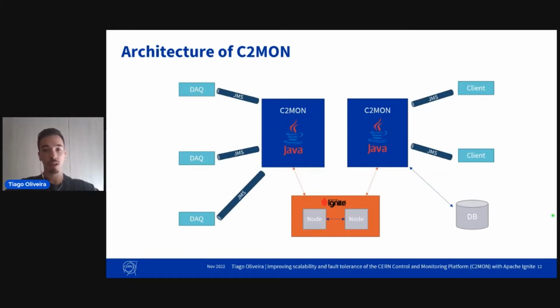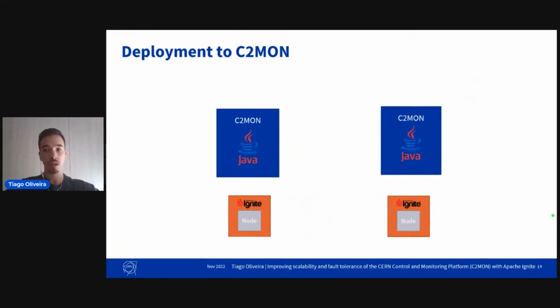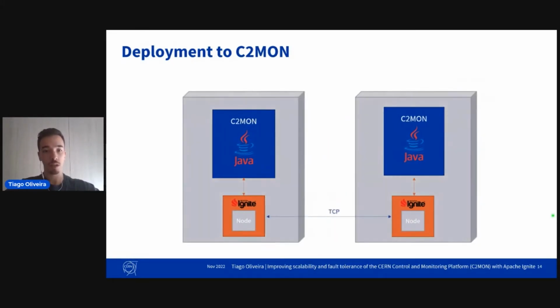So C2MON is developed in Java, as well as all the data acquisition and clients. And currently in production, we have 2 instances of C2MON and 2 Ignite nodes. And these nodes are connected through TCP, forming a cluster. Currently at CERN, we run most of our production software in bare metal. So in our case, if one instance goes down, with the help of Ignite, this is transparent for the clients. And this way we can achieve almost zero downtime.